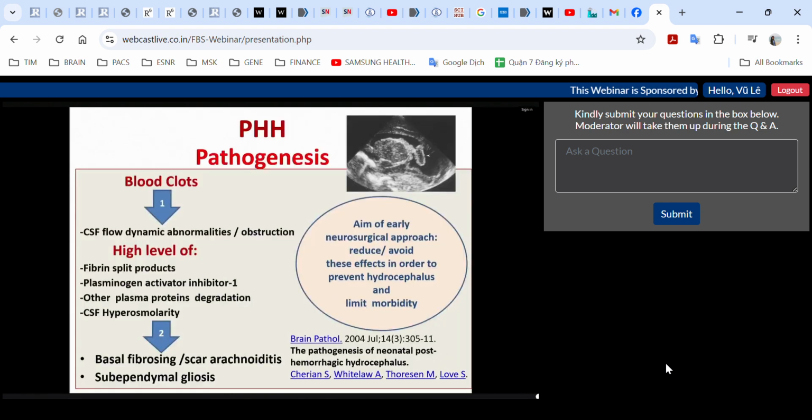In this slide, you can see a summary of the pathogenesis of post-hemorrhagic hydrocephalus. It is important to avoid this phenomenon of fibrosis or arachnoiditis related to hemosiderosis. Instead, we need to clean the cerebrospinal fluid from the degradation products of hemoglobin. The neurosurgical approach therefore becomes important.